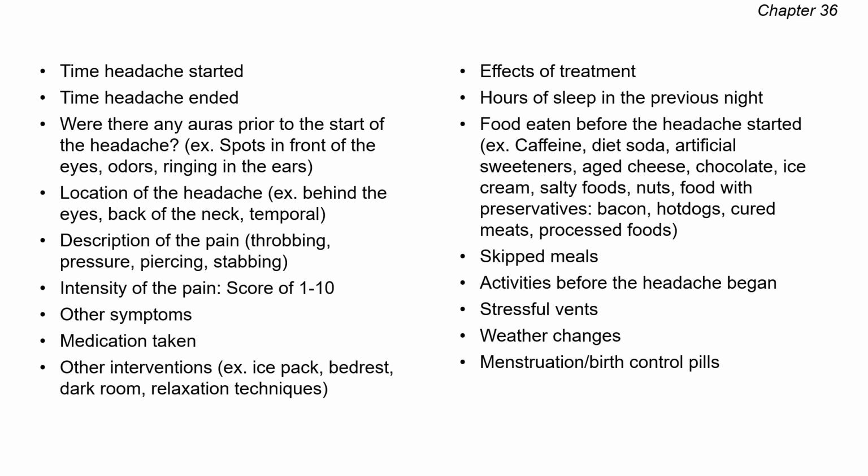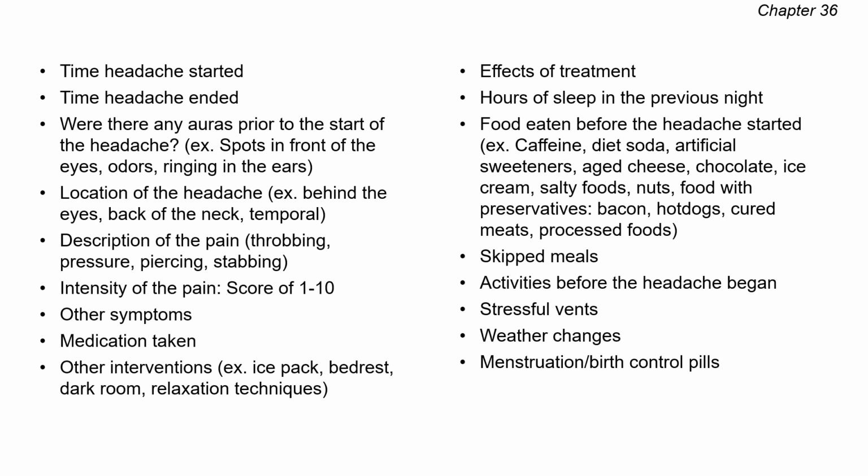So when did it start? When did it end? Did you have an aura? And what was the aura? Where do you feel the headache? Is it behind the eyes, back of the neck, temporal, both sides, one side? Describe the pain: throbbing, pressure, piercing, stabbing. Rate the pain on a scale from 1 to 10. Do you have any other symptoms that come along with the headache? Did you take any medication? What did you try at home to make things better? Are you taking medication, or did you do like an ice pack, dark room, etc.? And did that treatment work?